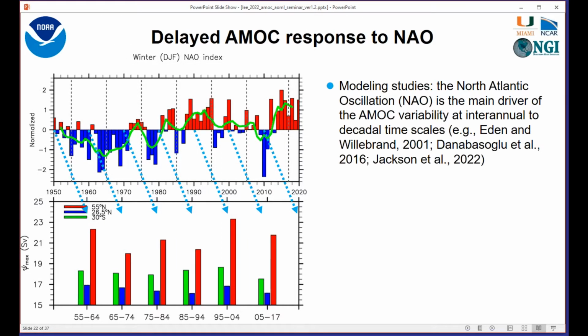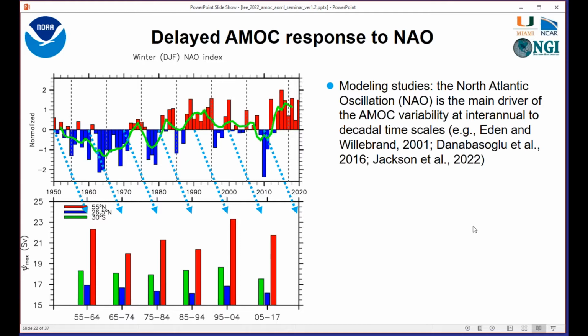So we know from ocean modeling studies that the North Atlantic Oscillation, NAO, is the main driver of the AMOC variability on annual to decadal timescales. There are many very nice modeling studies out there to illustrate these processes. What I'm showing you here is that the bottom set is the same as the earlier plot, but this one is for the winter NAO index from observations, of course. And this is I think a 7-year or 5-year running mean plot of the NAO.